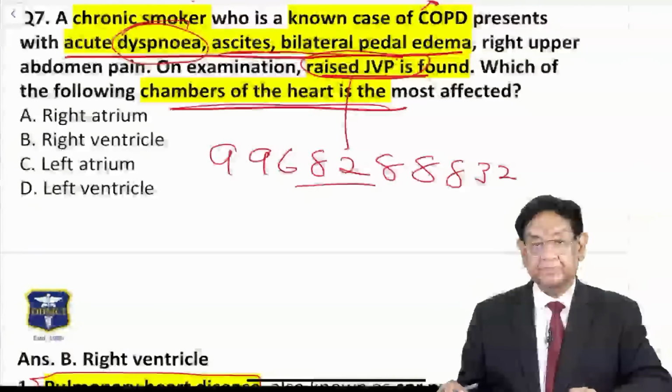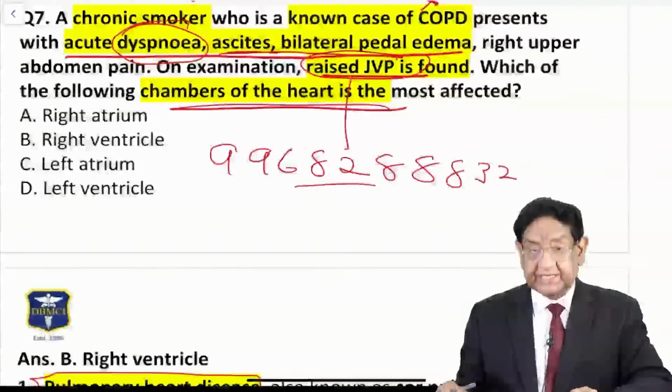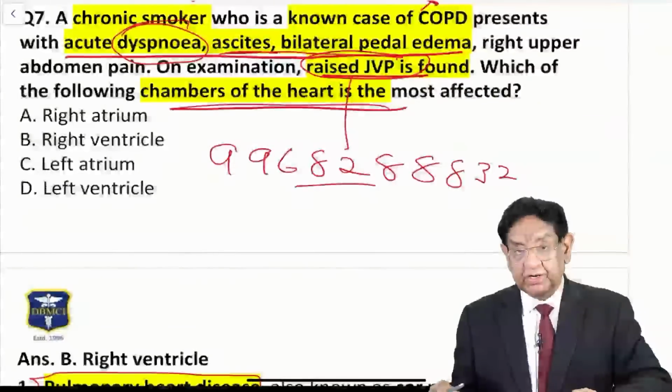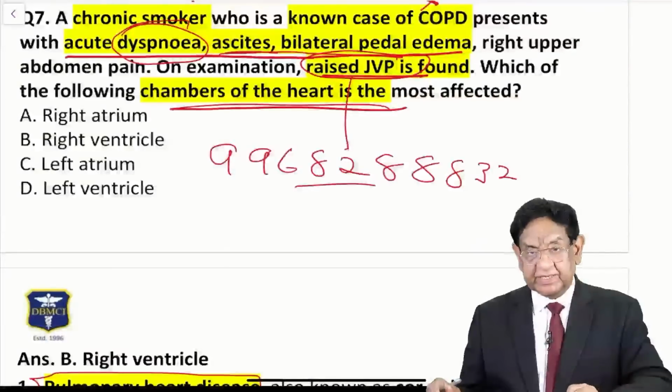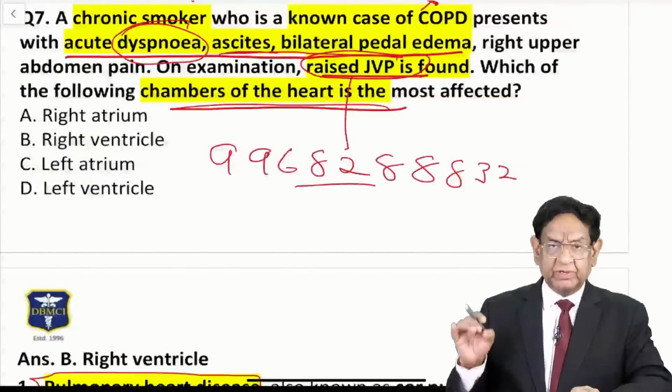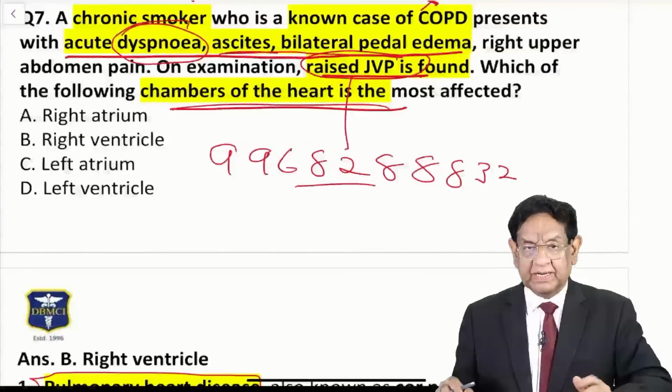WhatsApp me. What is the JVP finding in this case? The question is on your screen, which is the case of cor pulmonale that we have discussed. Just write down what the JVP finding will be. All of you WhatsApp. Wrong or right is immaterial to me. That's why I asked you to keep your phone in flight mode.